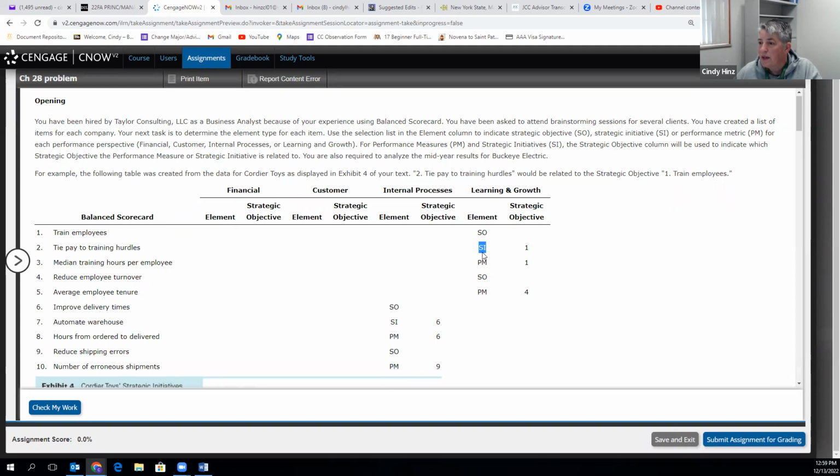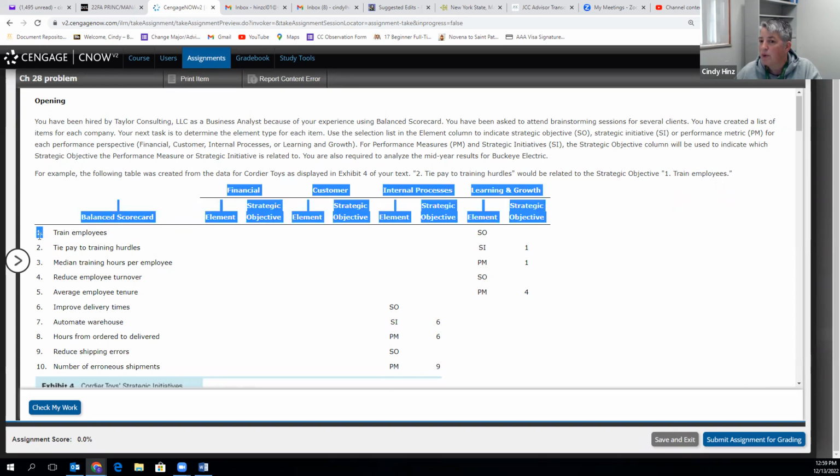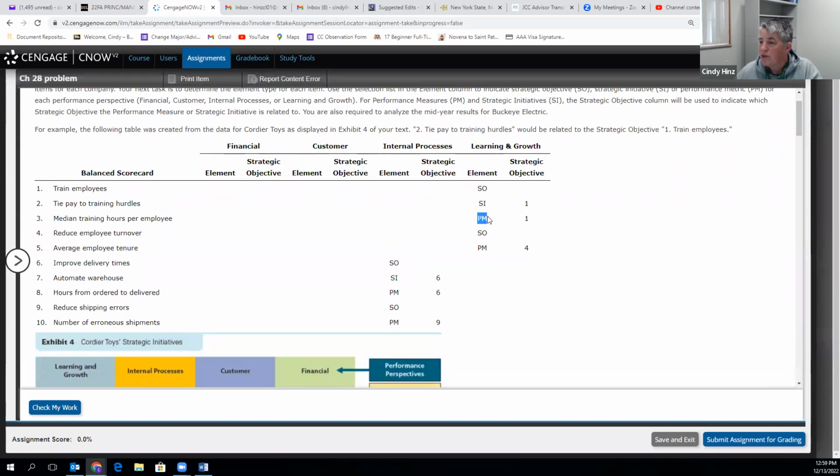So you can see that train employees is the first strategic objective, and that's under the learning and growth category. Tied to that, they have an initiative to tie pay to training hurdles. They identify that as a strategic initiative, and it ties back to strategic objective number 1. So we're looking at this number right over here on the far left. We have some performance metrics. We're going to use median training hours per employee to measure whether we're meeting this initiative that is tied to strategic objective number 1.